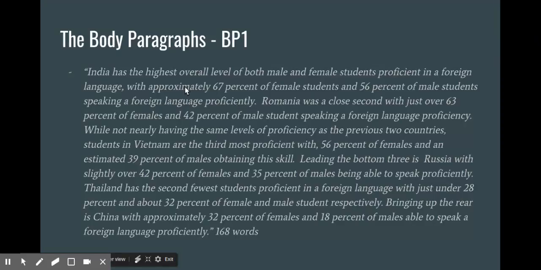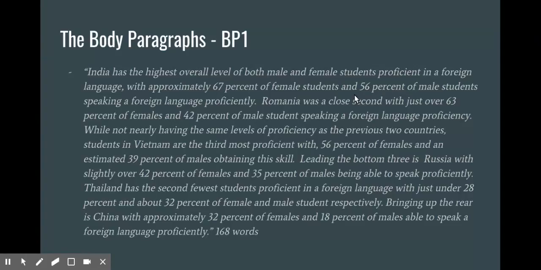And I say with approximately 67% of female students. And remember, last week we talked about if you don't have an exact number, you've got to make sure you tell the reader or the examiner that you're not giving the exact number. It's a guess. So approximately, an estimated, just over, just about. Those are the words you can use to tell people that. So when I get to Romania, I say it was a close second. So when you're talking about sequence words, a close second. So instead of just saying second was Romania, I say a close second. It's just a better way to phrase it.